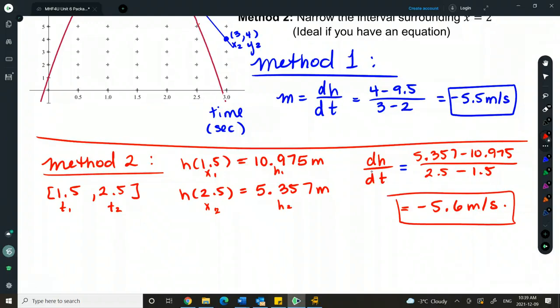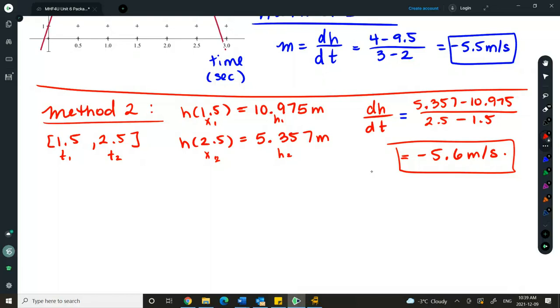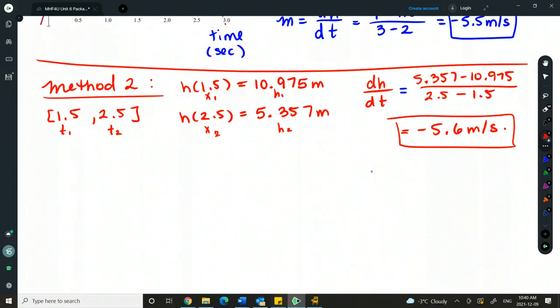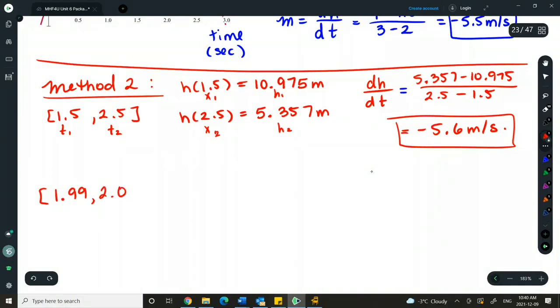So Jake rightly suggested, wouldn't my estimate be even better if I shrunk that interval even more? Suppose I chose like 1.9 and 2.1. Or could I even choose 1.99 and 2.001 or something like that? I probably could, right? So suppose we made this interval even smaller. Let's make this 1.99 and 2.01.